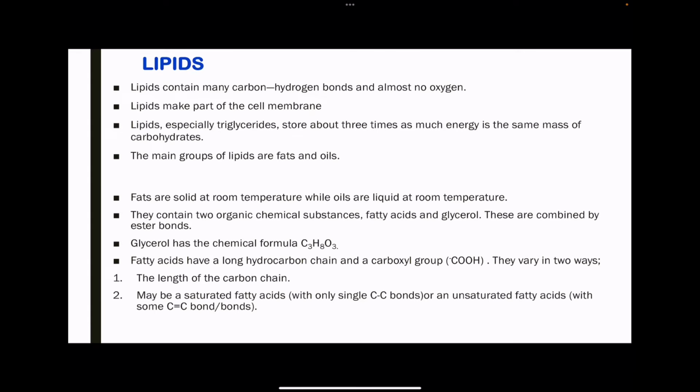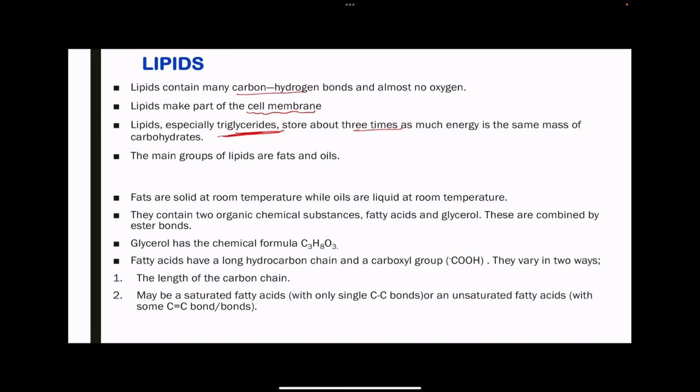After carbohydrates, we go to lipids. Lipids contain many carbon-hydrogen bonds and almost no oxygen. Lipids make part of the cell membrane. We'll talk about this later on in the next topic. Talking about the phospholipid bilayer, you'll see lipids make up the cell membrane. Lipids, especially triglycerides, store 3 times as much energy as that stored in carbohydrates. So lipids are better for energy production.